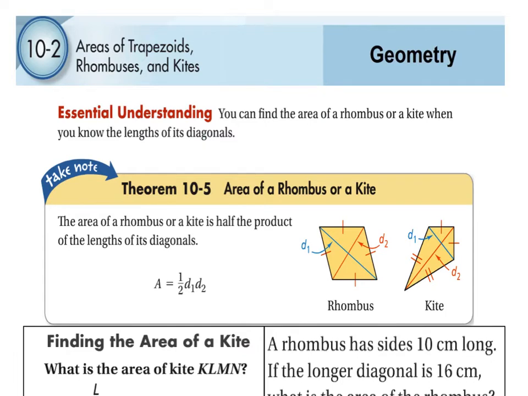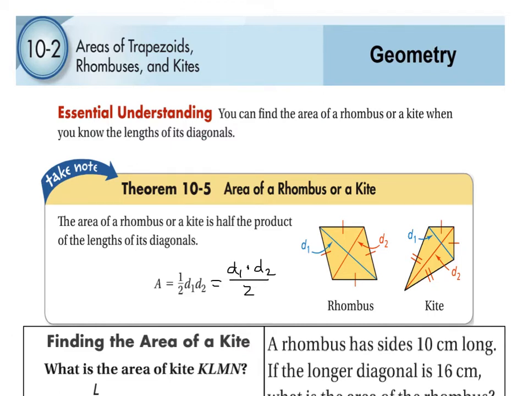So if I take the length of diagonal 1 times the length of diagonal 2, and then I divide that in half, that's going to be the area. One other way that we can put that is, again, diagonal 1 times diagonal 2 divided by 2. That's the same concept. Essentially what you have to be able to do is calculate the lengths of the diagonals, multiply them together, and divide by 2.